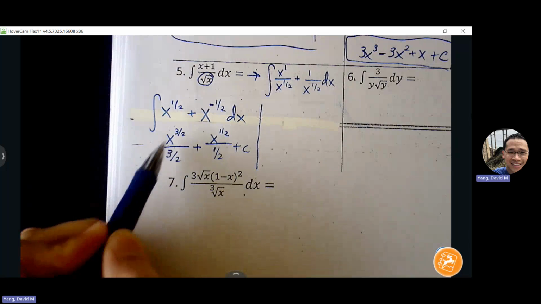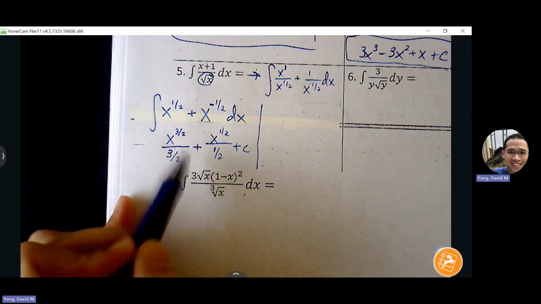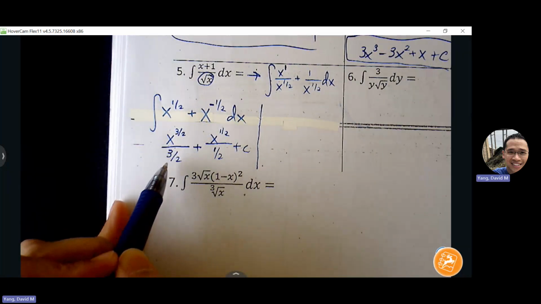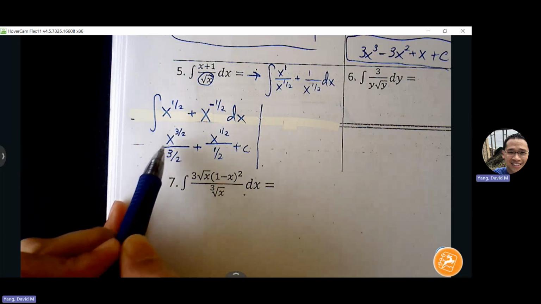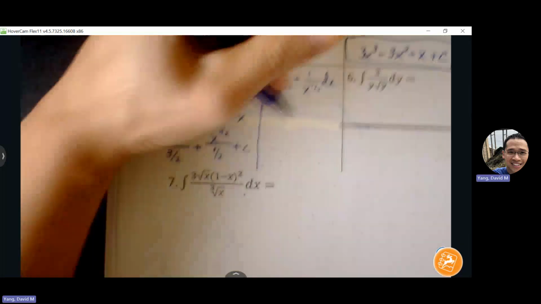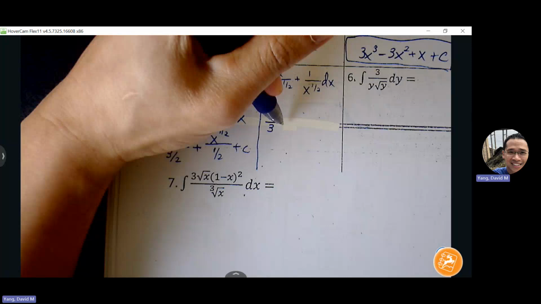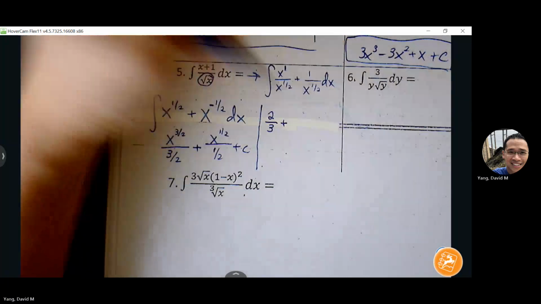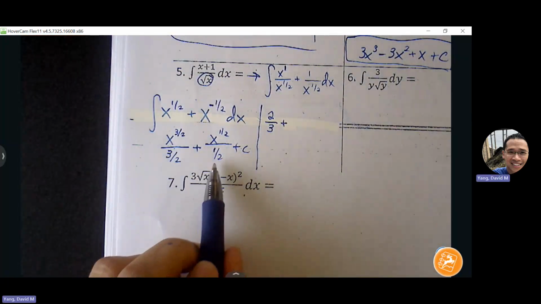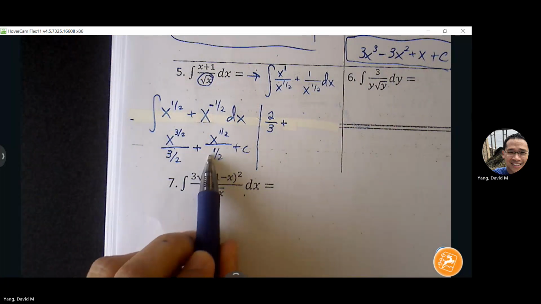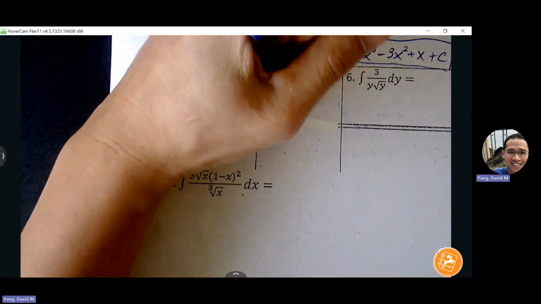Now, there is a complex fraction here. So how can I make it so that this doesn't look like a complex fraction? Dividing by 3/2 is the same thing as multiplying by 2/3. So it just feels a little bit cleaner to resolve that complex fraction. Dividing by 1/2 is the same thing as multiplying by 2.